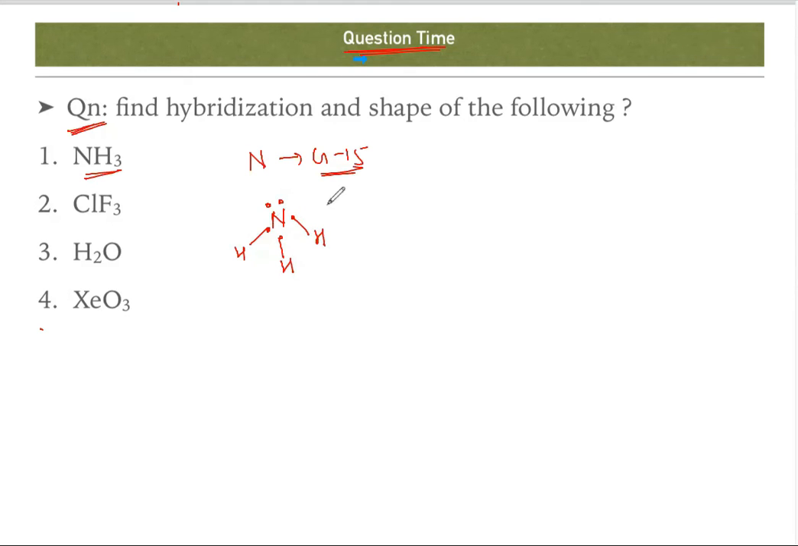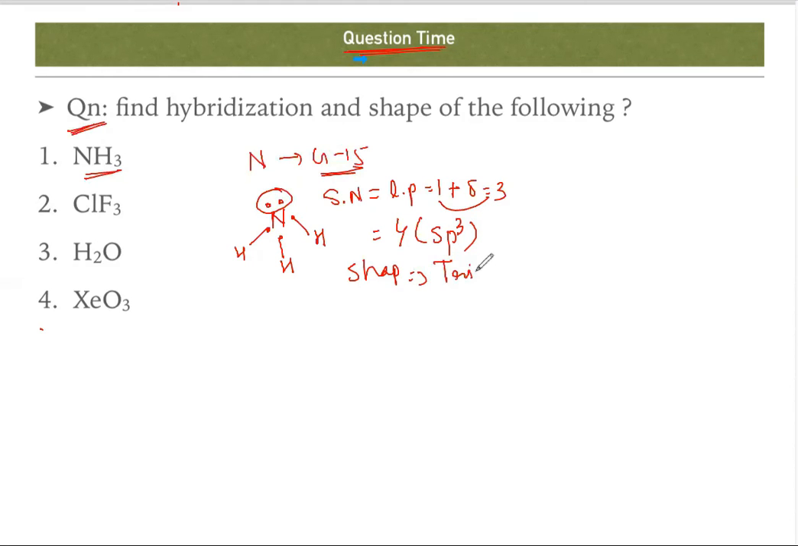Now tell me, what is the steric number? This is one lone pair. So lone pair is 1 plus sigma bonds 1, 2, 3. Sigma bond is 3. So what is the total number? 1 plus 3, that is, steric number is 4. What is the hybridization? sp3. Now coming to the shape. What is the shape? Shape is trigonal pyramidal.